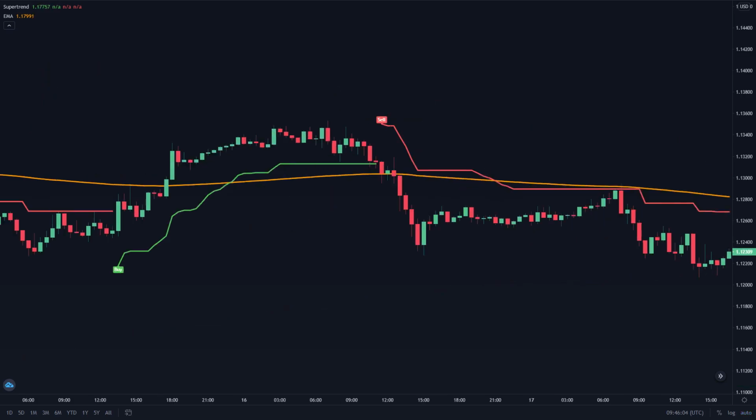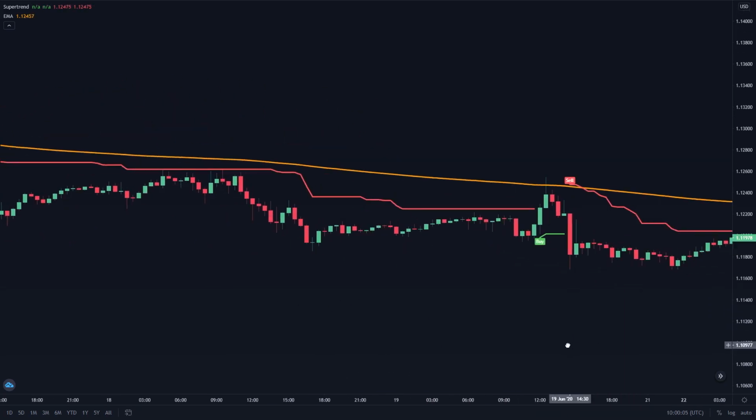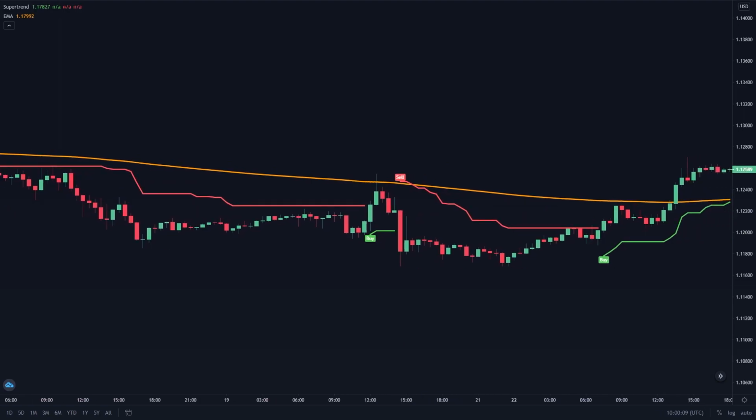Let's move on to another chart. You can see that the super trend indicates a sell signal, but the price is still above the 200 EMA, so we don't want to take positions yet. Now, once the price is below the 200 EMA line, while the super trend is colored red, that is where you want to take a sell position. Next, you can see that the super trend turns green, so this is where you want to close your position.